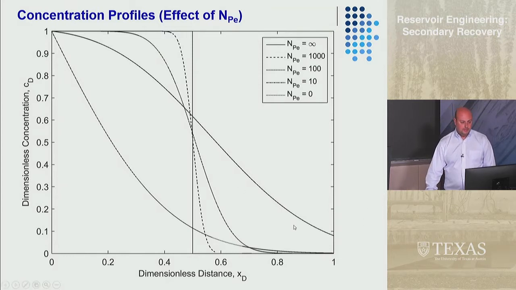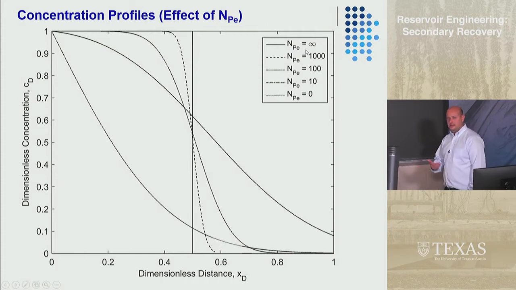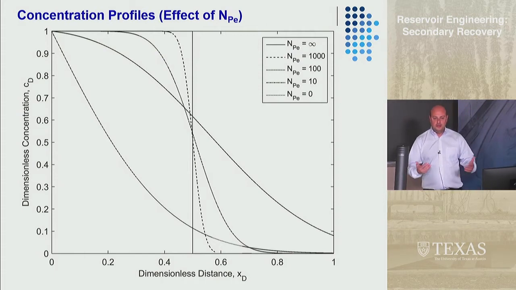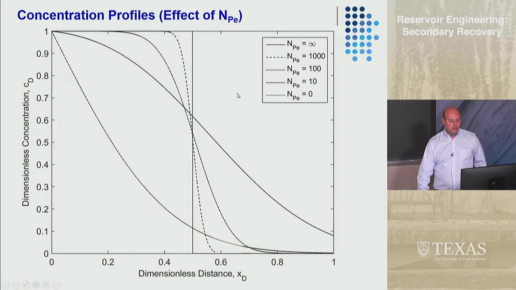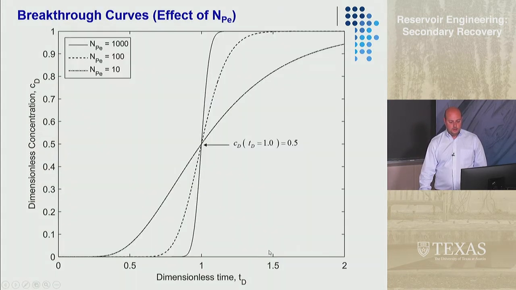We made some plots about this earlier, but let's say the Peclet number were infinity. What does that mean? It means that it's advection dominated. There's no mixing. You can neglect dispersion altogether, in which case at a particular time TD, at a TD of 0.5, the dimensionless concentration is 1 behind the shock front, and then it's 0 ahead of that.